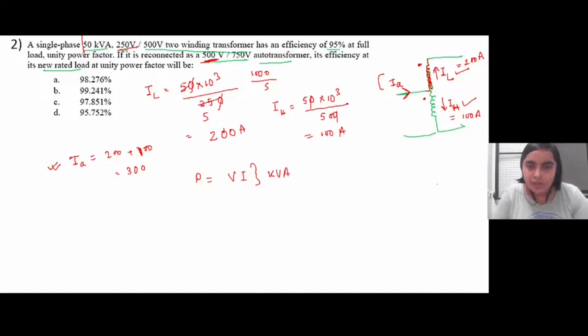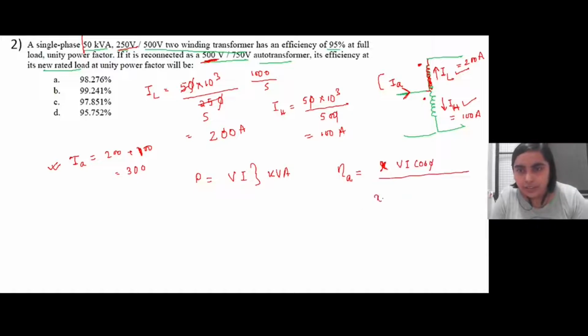In order to calculate the efficiency for the auto transformer, it would need whichever rated current it is operating at, whichever rated load it is operating at, times x Vi cos phi plus copper loss and core loss, right?